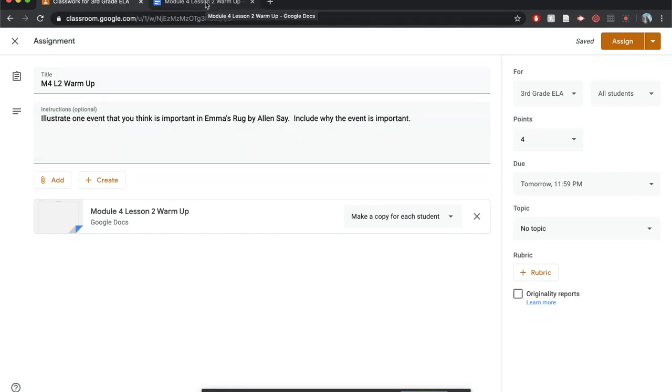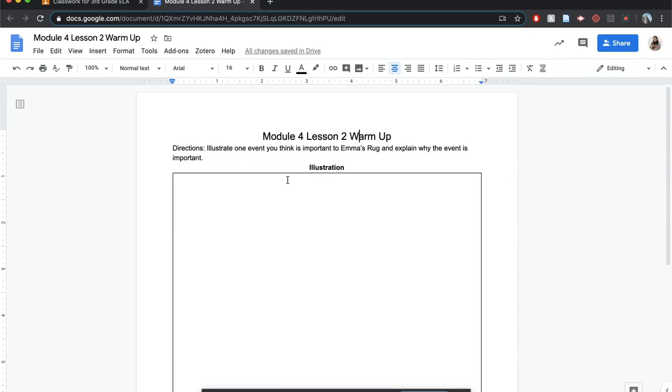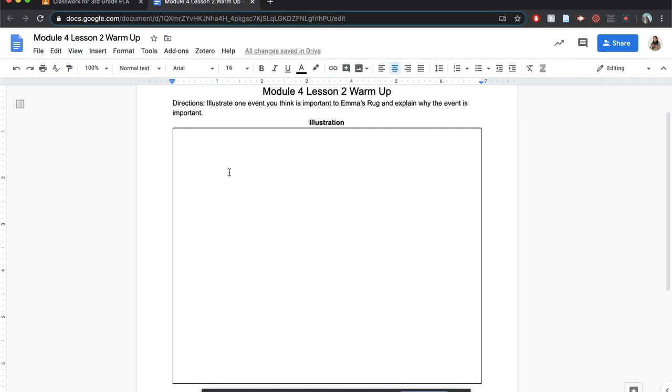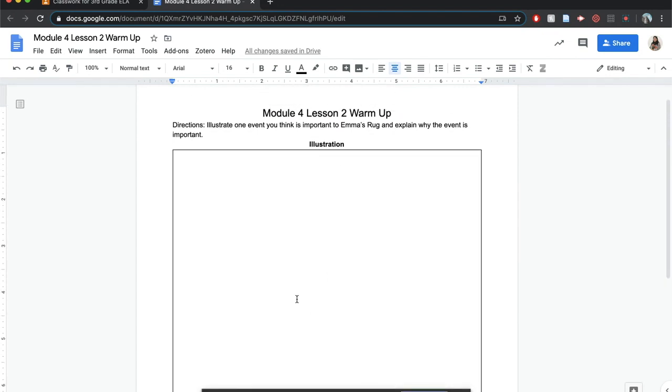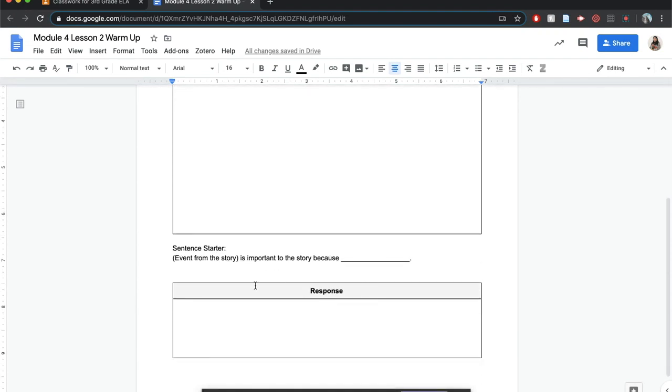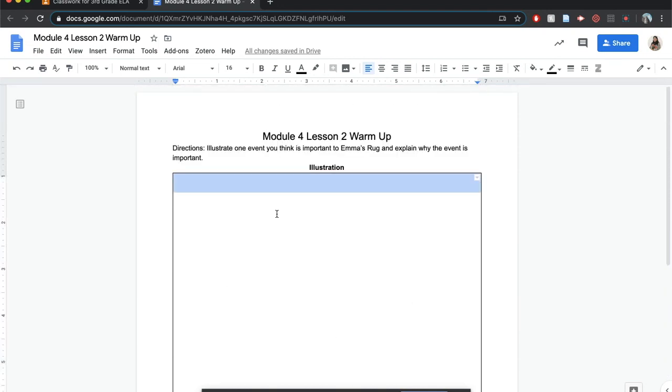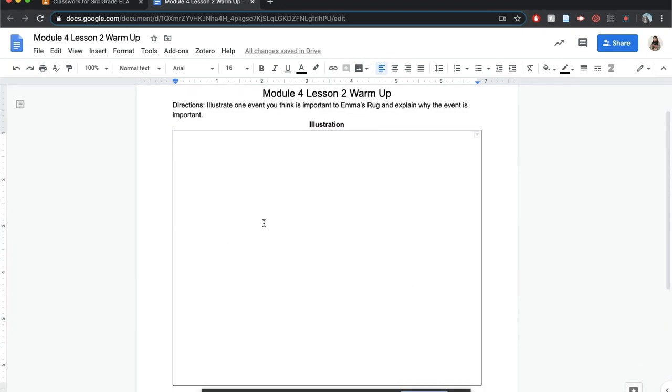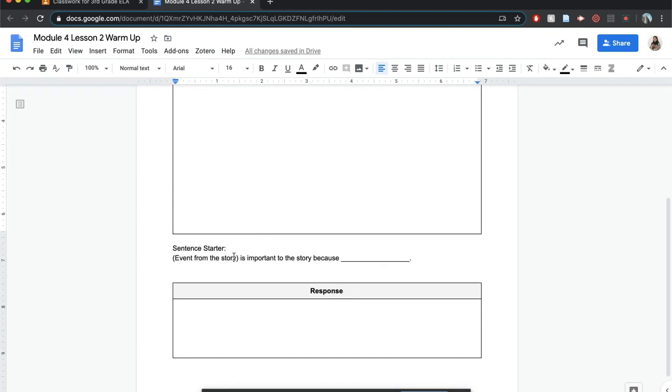Okay, and so taking a look at this tab, this is what the document that's attached looks like. If you have a printer or if you want to draw on your tablet, you can fill this out. Or if you don't have any of those options, you can just type your response here. The first box is where your illustration should go, and then there is a sentence starter that can help you answer the question of why that event is important.